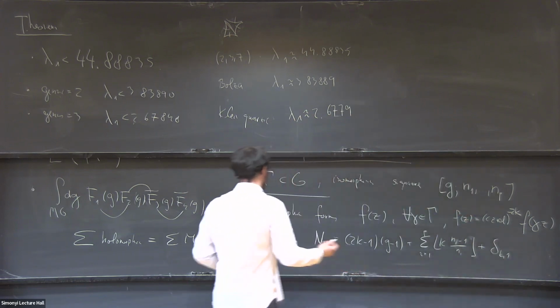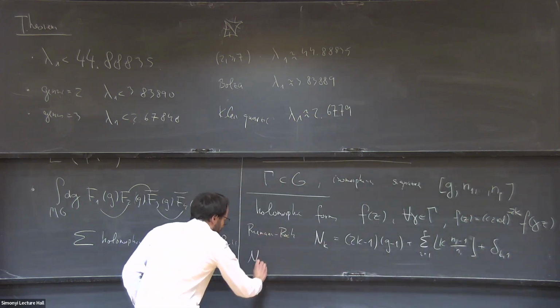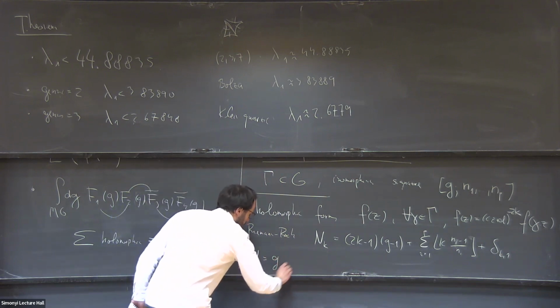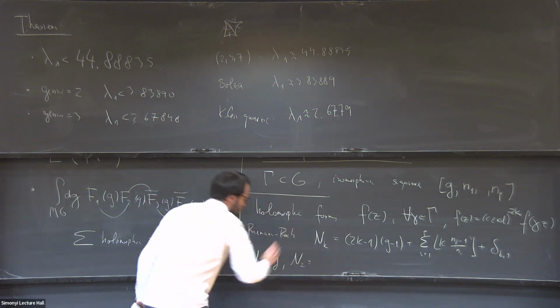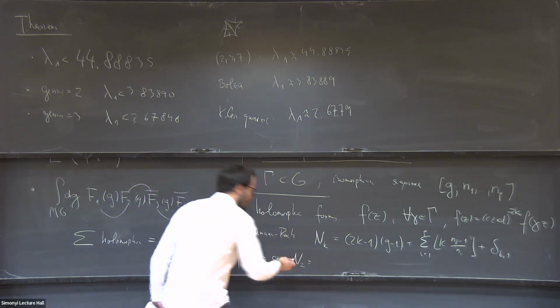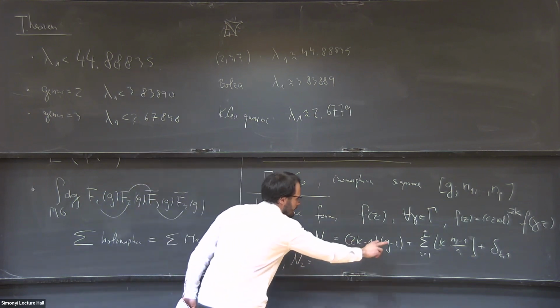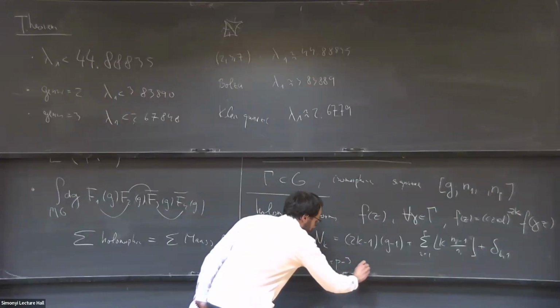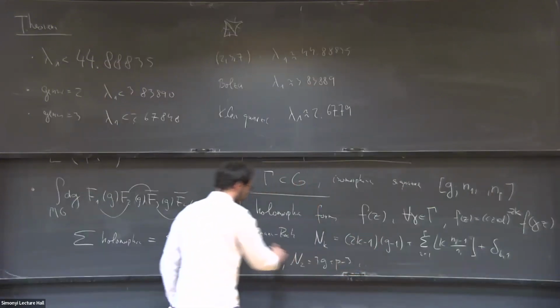And so, for example, m_1, the number of holomorphic differentials, is just the genus, and m_2 is the number of quadratic differentials, and that's equal to the dimension of the moduli space. That is 3g plus p minus 3, and this formula generalizes to arbitrary k.